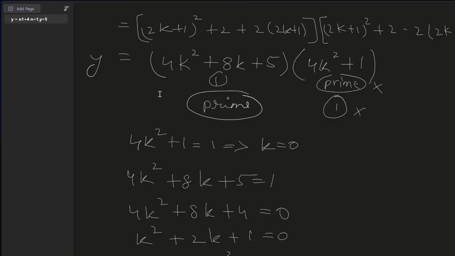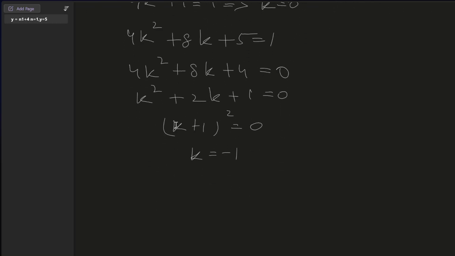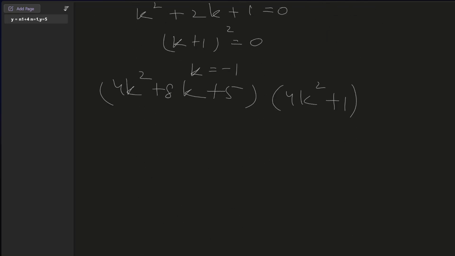This implies that this number, 4k square plus 8k plus 5 times 4k square plus 1, is also a composite number.